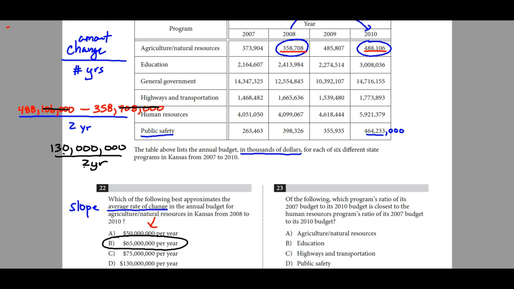Sometimes I cheat at the answers like that to see how precise I'm going to have to be and whether or not I need a calculator. All right, number 23, of the following, which program's ratio, so remember, ratio is basically a comparison between two numbers. So you can either use a dot format or you can put it in a fraction format. But we want to check the ratio of the 2007 budget to the 2010 budget. Which one is closest to the human resources ratio? All right, well, I'm going to clear this screen out a little bit.